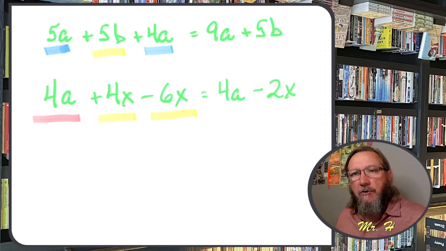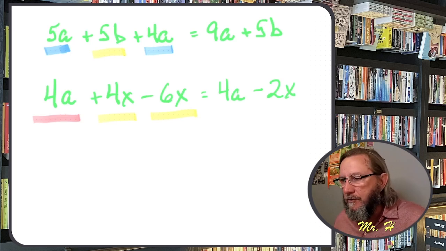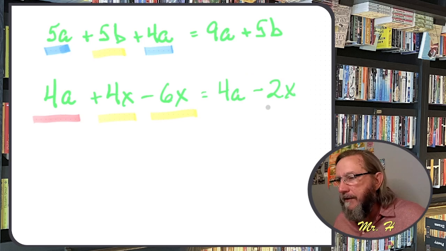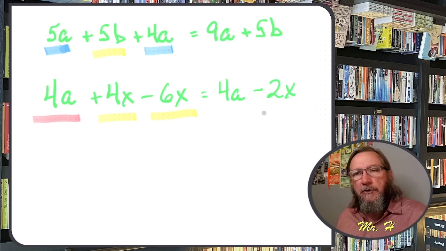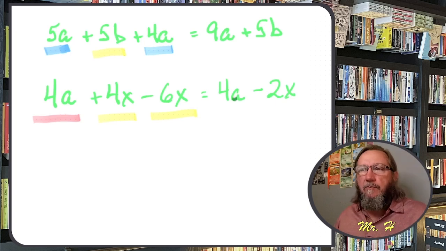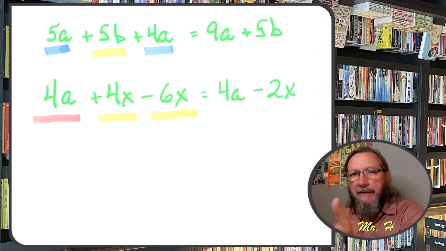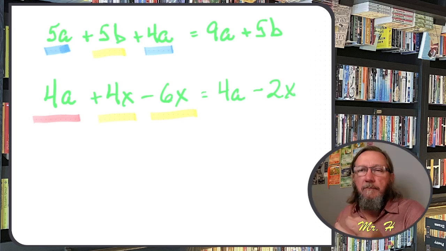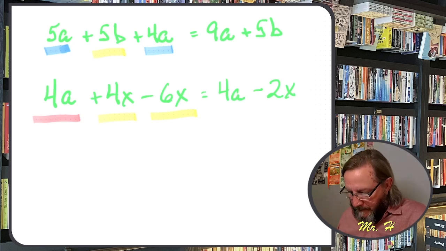I want you to take a quick look at these two answers that we have created. 9a plus 5b, 4a minus 2x. I put those answers in the order that I did because normally in math we want to put terms in alphabetical order. The first problem had an a and a b in it, and so we had the a before the b, and the second problem was the one where we had the a first followed by the x term.